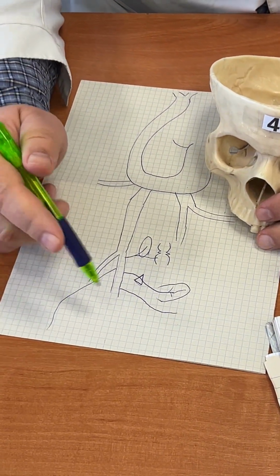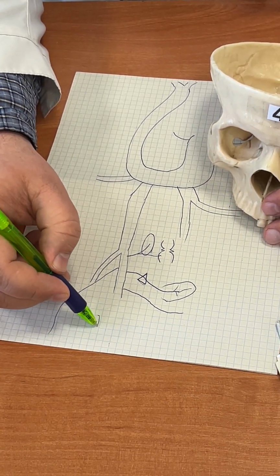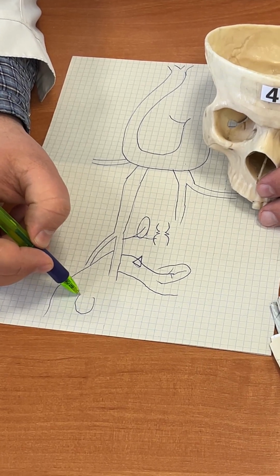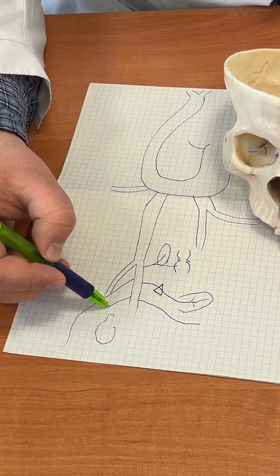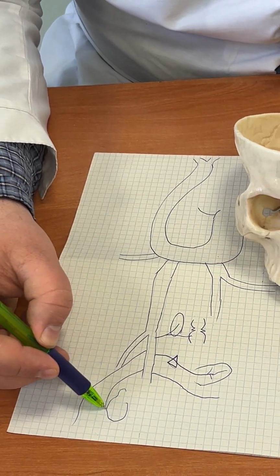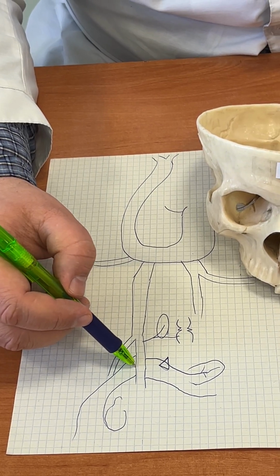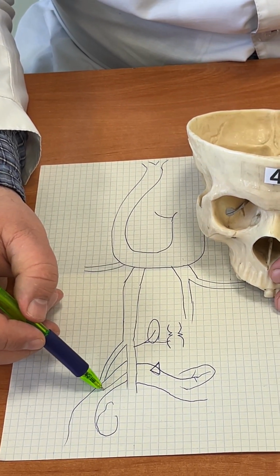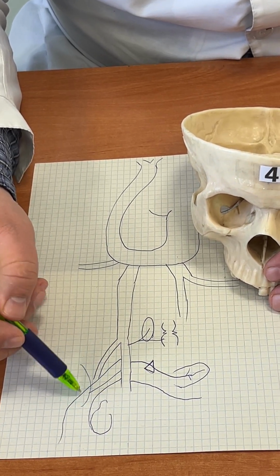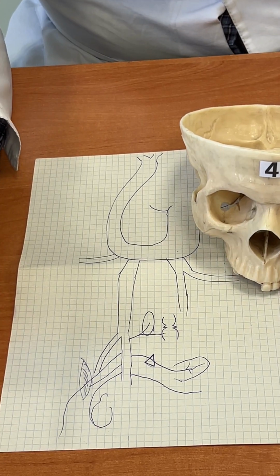Next, that is arteria auricularis posterior, that is the ear. Here it is, the ear. And arteria auricularis posterior goes to the external ear and supplies it. And the last posterior branch is arteria sternocleidomastoidea. It goes to the same muscle, musculus sternocleidomastoideus, and supplies it.